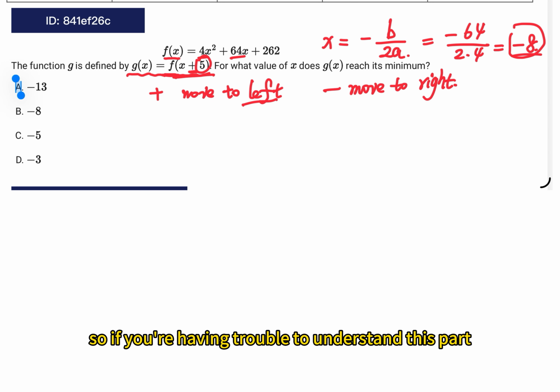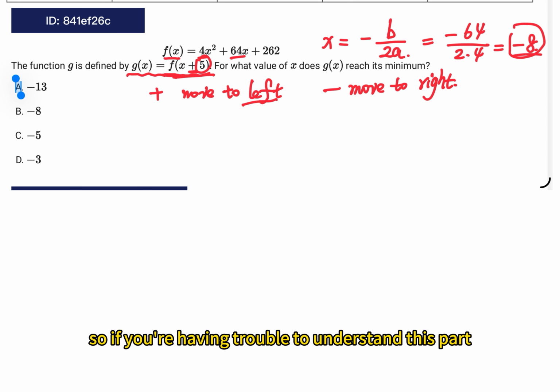function. So if you're having trouble understanding this part, let's use a simple example here to help you understand it. Let's do just f(x). To make it simple, f(x) equals 4x squared. And we know that our g(x) should be 4, we replace x by x plus 5, squared. Okay? Then we pick a random point that's on the f(x) function, which is 0, 0 is easier for us to do.